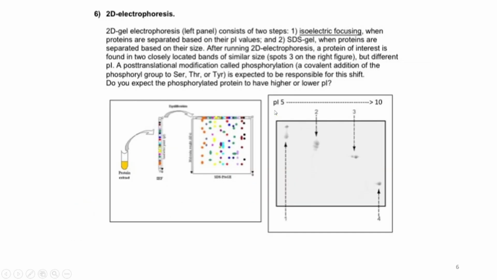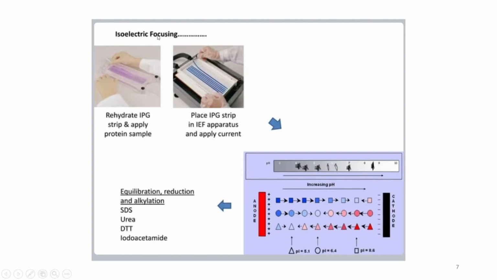So the sample preparation is quite complex. So this is another image. So this is isoelectric focusing, and proteins are differentiated based on their pI values, isoelectric point values, and then SDS-PAGE gel, where proteins are separated based on their size. And after running this electrophoresis, a protein of interest can be found in two close bands of similar size but different pI. So even proteins of similar size can be separated because they will definitely have different pI, and if there are two proteins which are very similar in the values of their pI, they can be separated on the basis of their molecular weight. So this is how the entire process occurs.